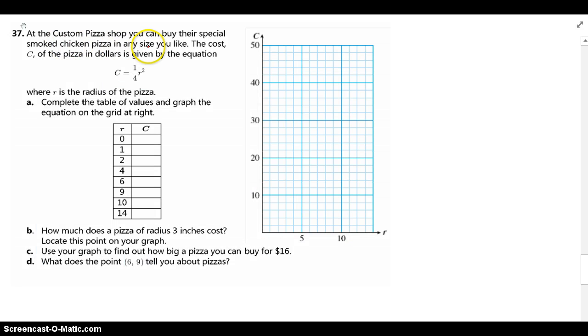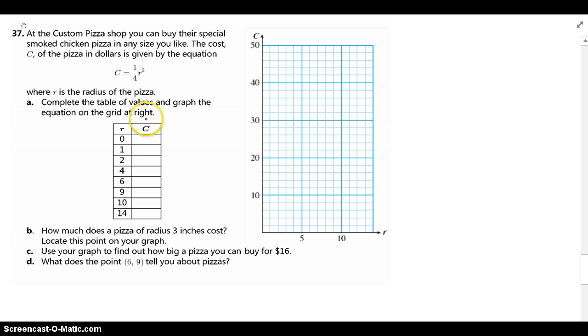At the custom pizza shop, you can buy their special smoked chicken pizza in any size you like, and here's the cost given based on the radius of the pizza. So I guess the bigger the pizza is, the bigger the cost will be. First we have to complete the table using these values of r.